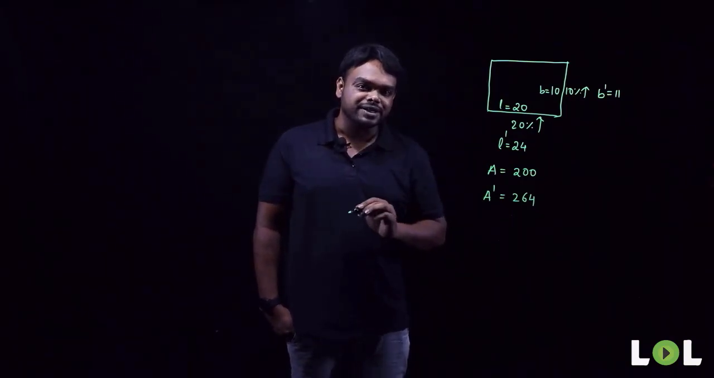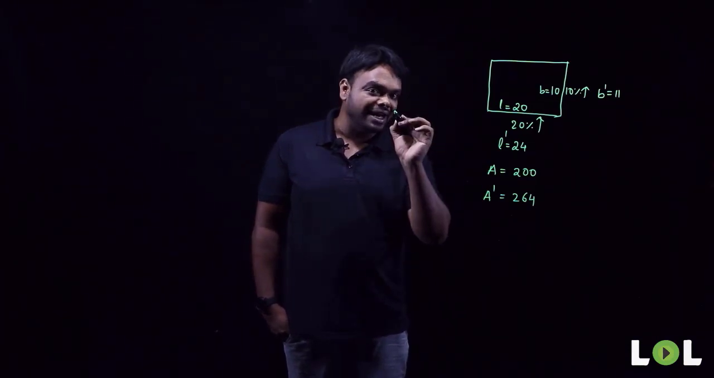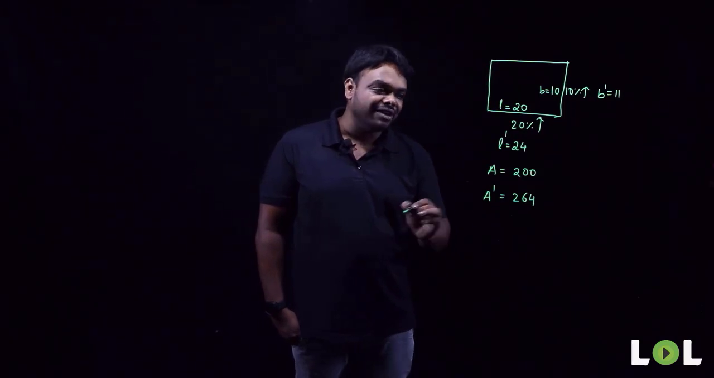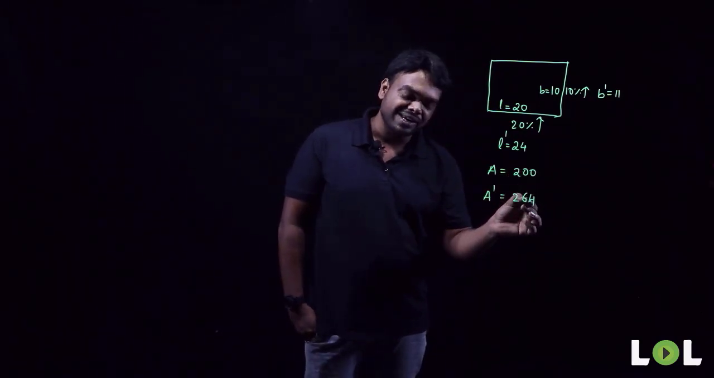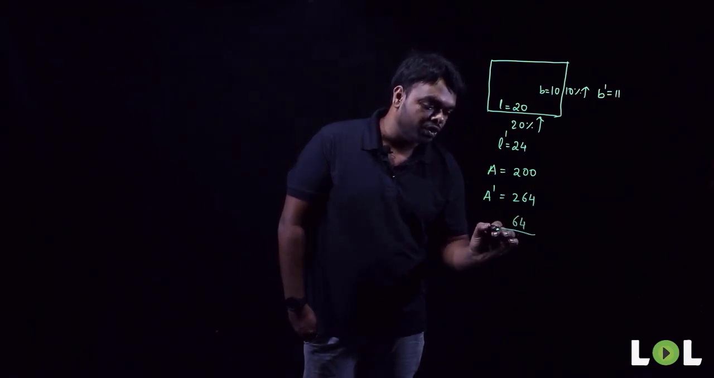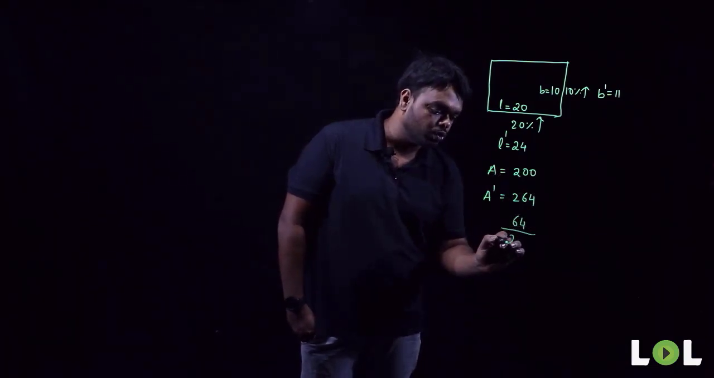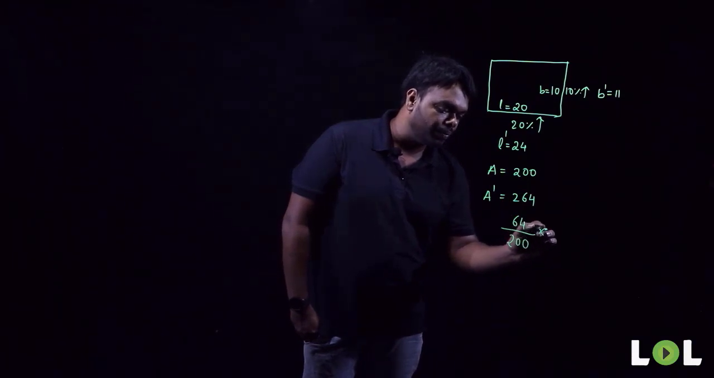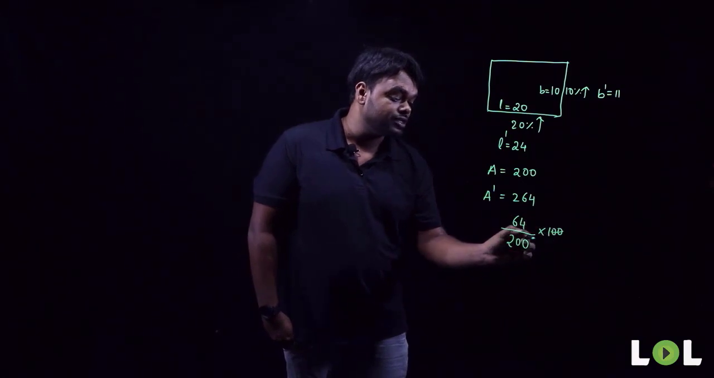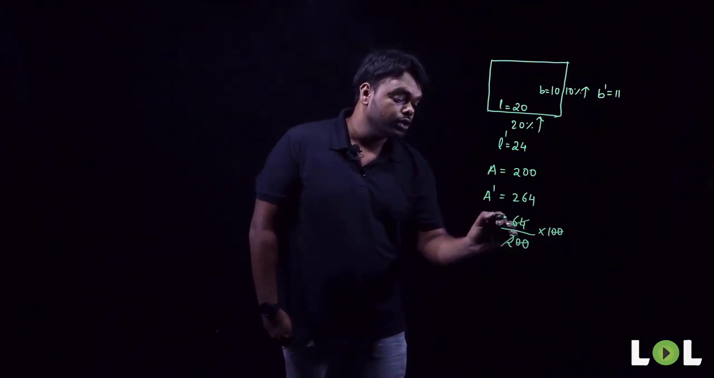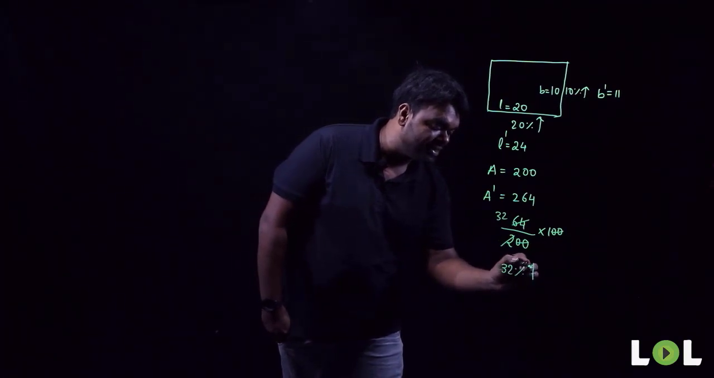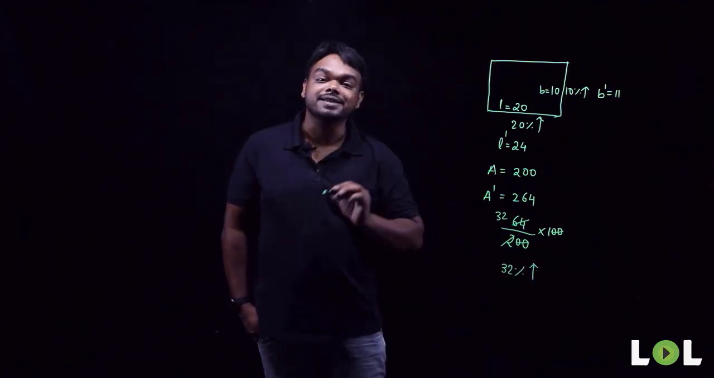How do we calculate percentage change? Change in the value divided by original value into 100. So what is the original value here? 200. Final value is 264. Change is 64 out of the original value or original area, which is 200, into 100. This should give us the percentage change in the area. So 00, 00, 2 into 1, 2 into 32. So overall percentage change in the area is a 32% increase.